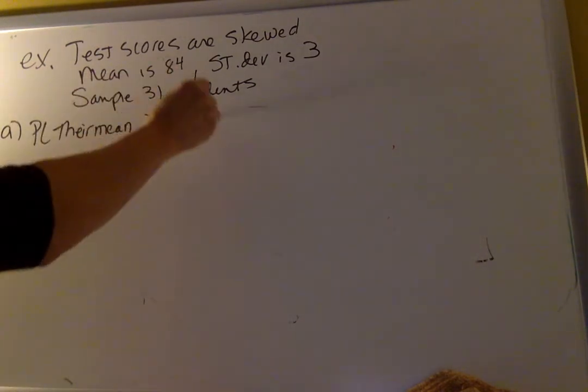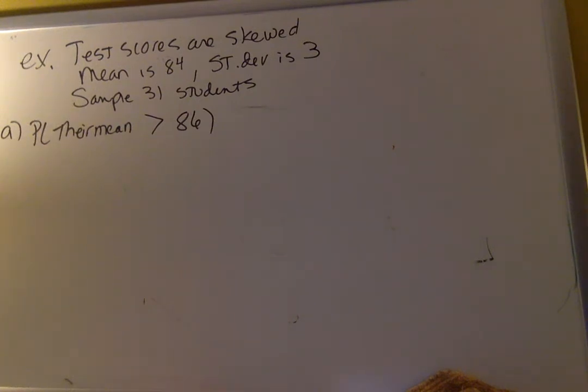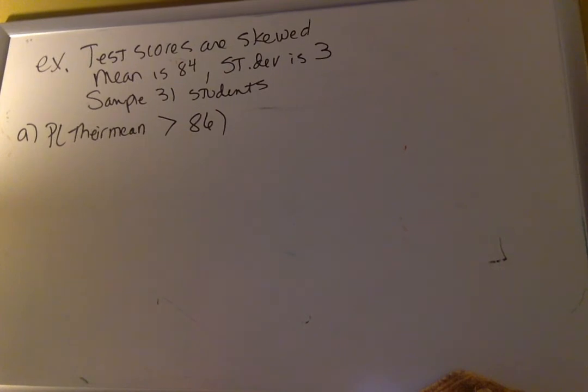Okay, let's say we're telling you that test scores on some particular test are skewed. The mean is 84, the standard deviation is 3, and I'm going to sample 31 students. And then it says probability their mean is greater than 86.